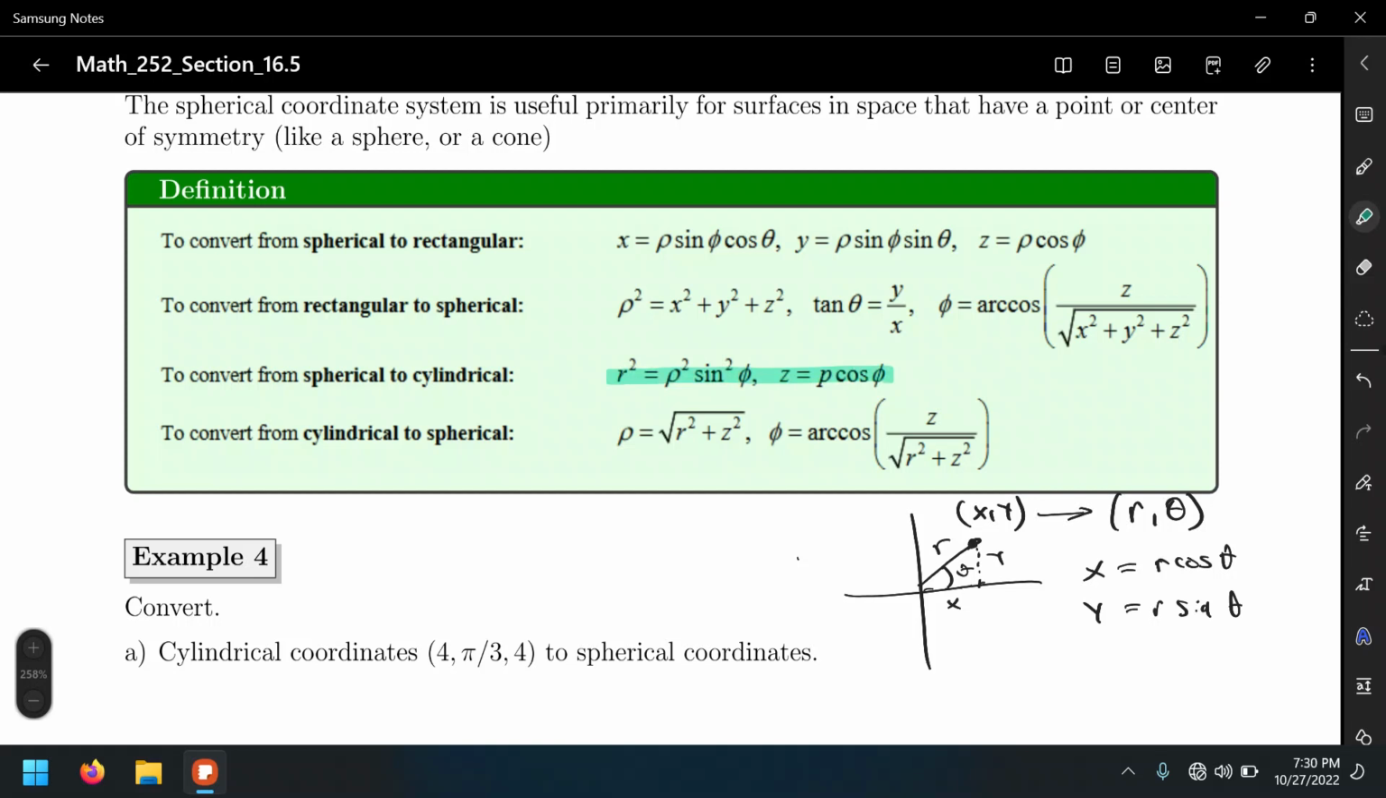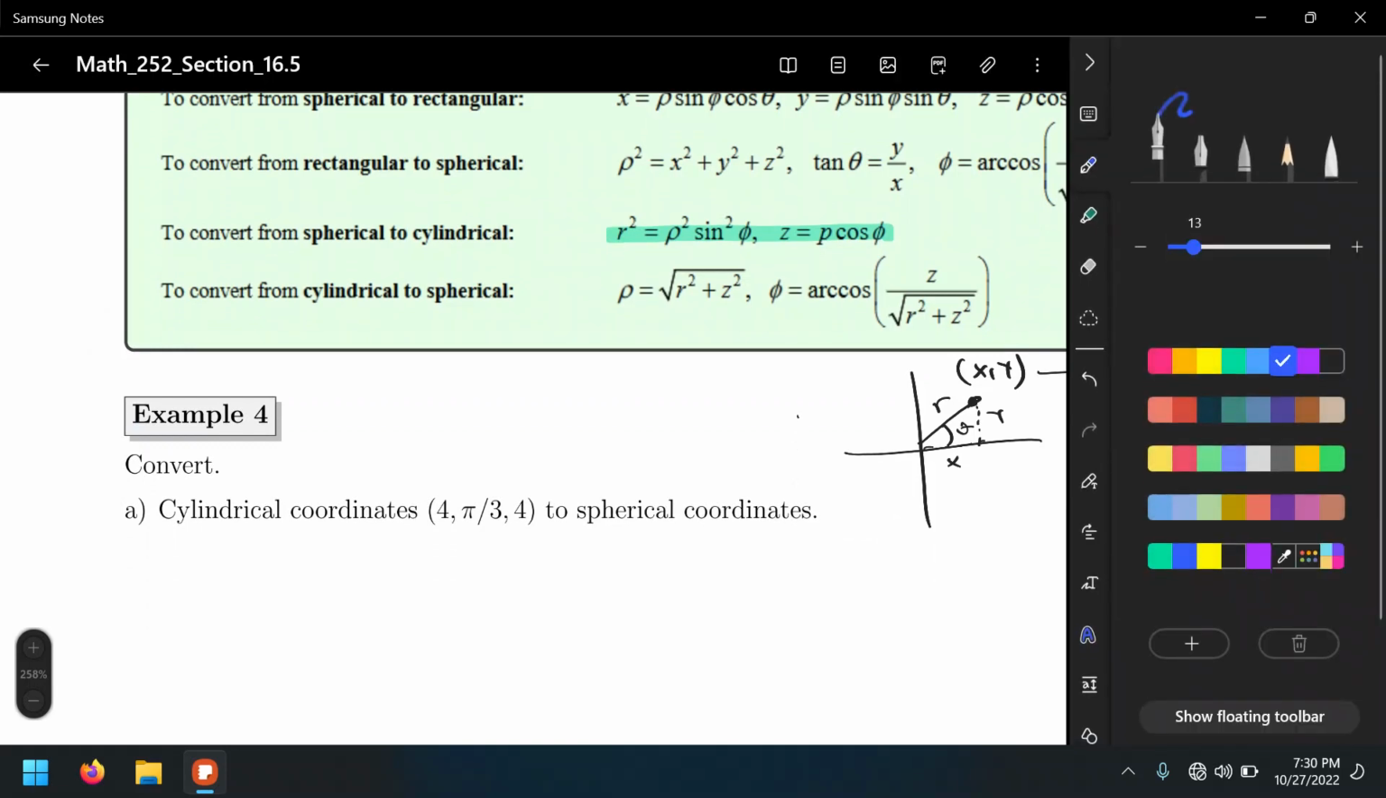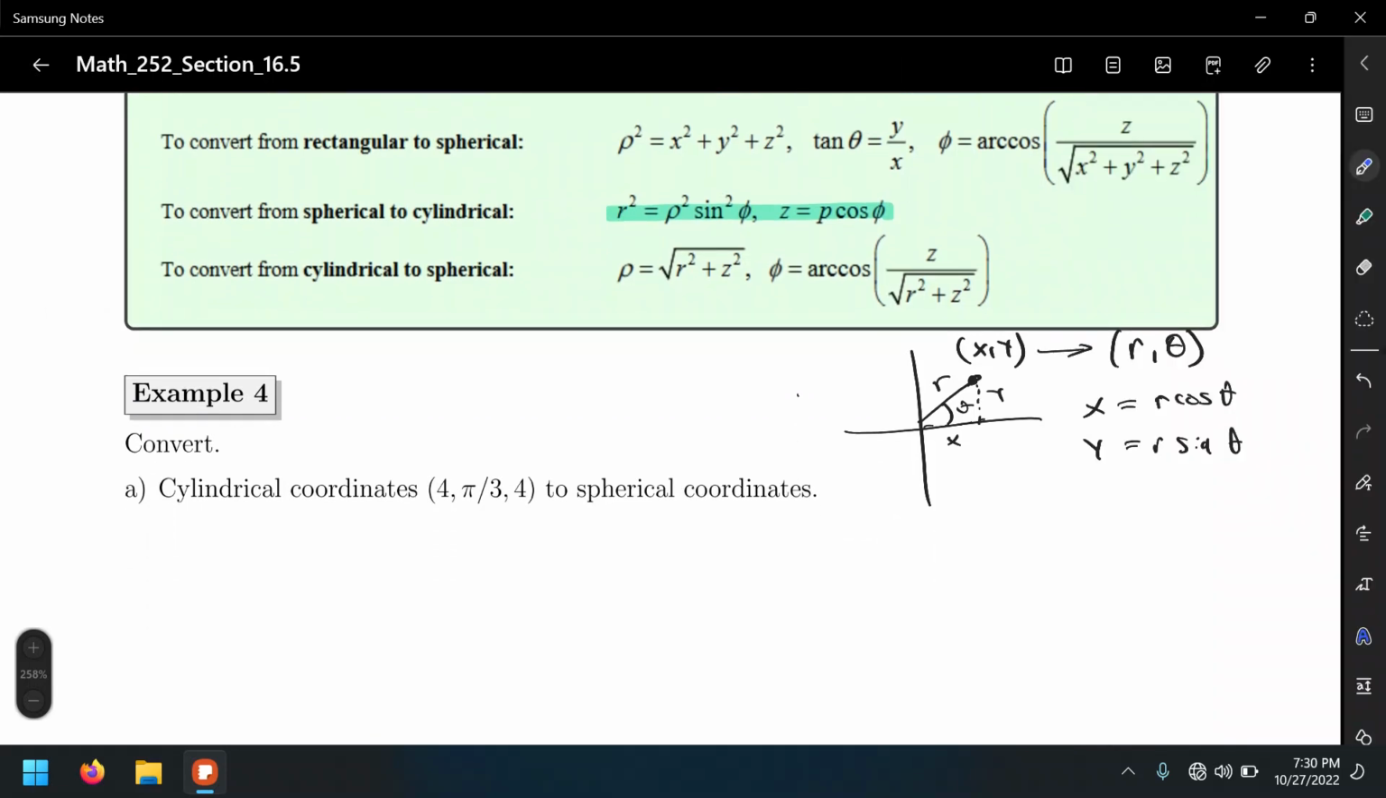All right. Number one, let's label this point, this ordered triple. This is r, this is theta, and this is z, because this is cylindrical coordinates. Cylindrical coordinates are of the form r, theta, just the same way as polar coordinates, but in this case we have that third component z, which is the same, it's just z.